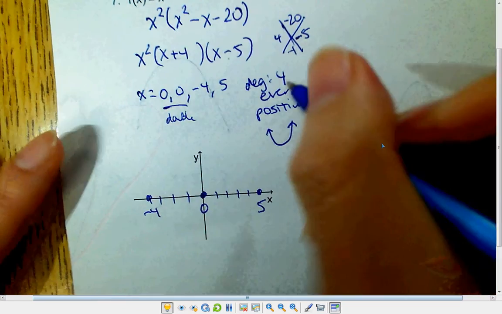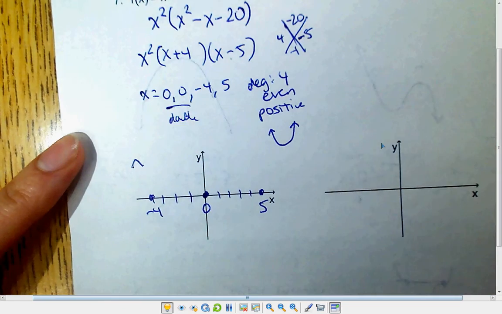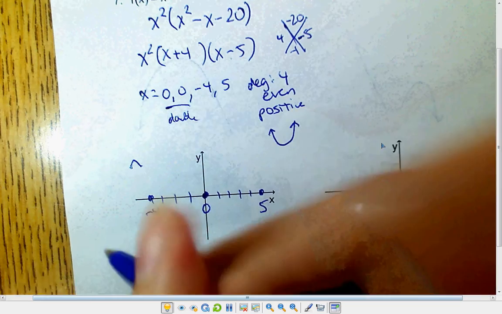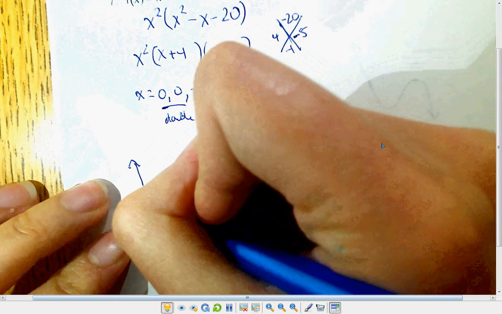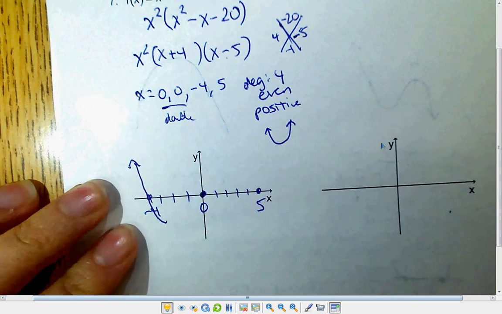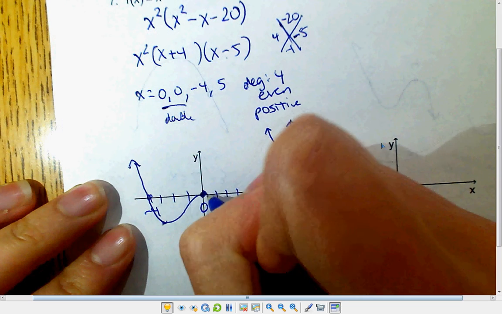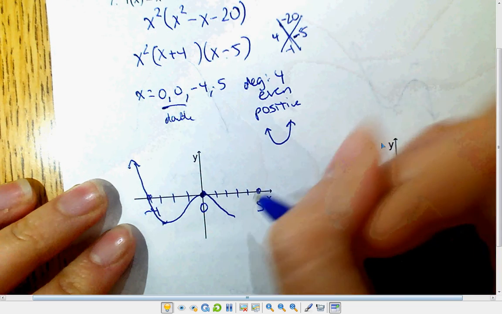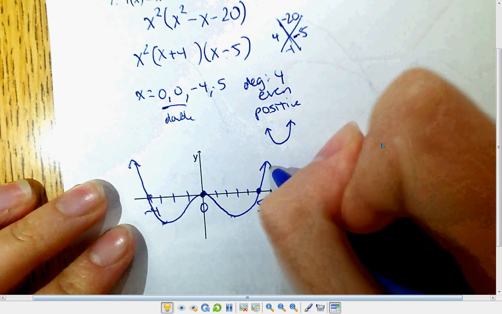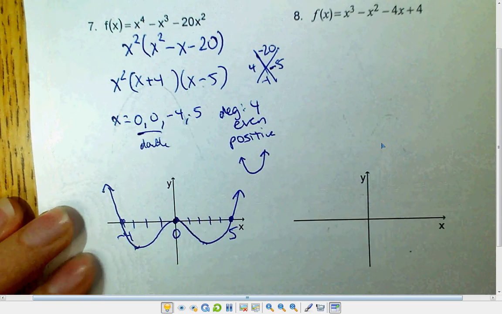So let's start over here. We know we wanted to start at the top here because we wanted to be pointing up on the left side. Negative 4 is a single root, so I'm going to go straight through. 0 is a double root, so I'm going to bounce off. And then 5 is again a single root, so straight through. And that's my graph for number 7.